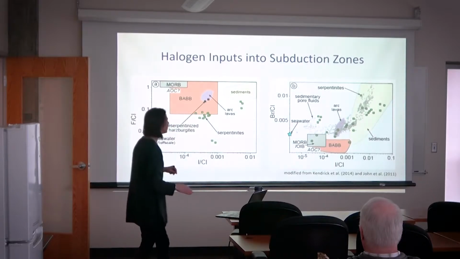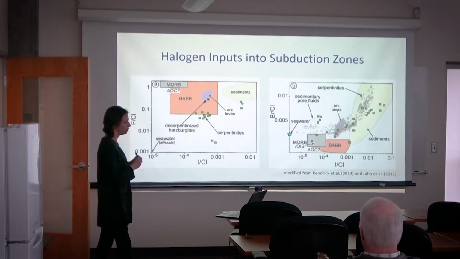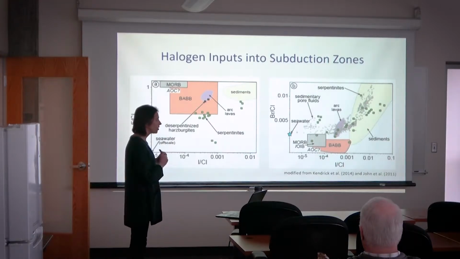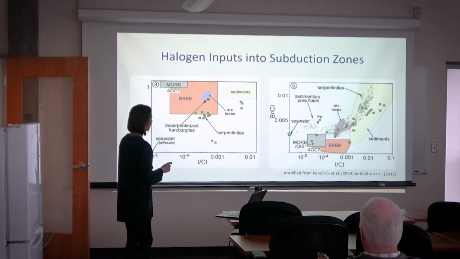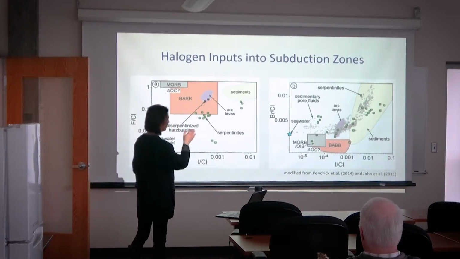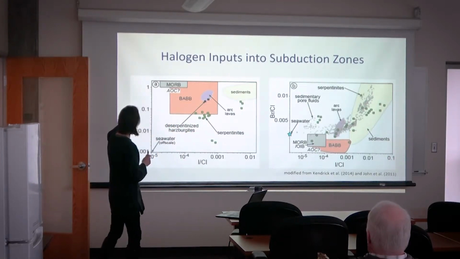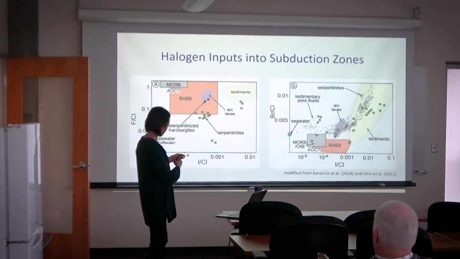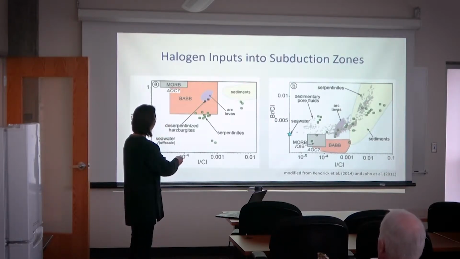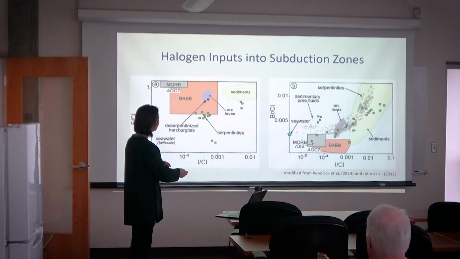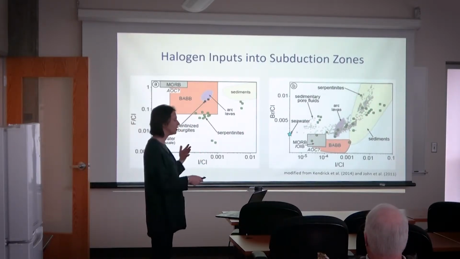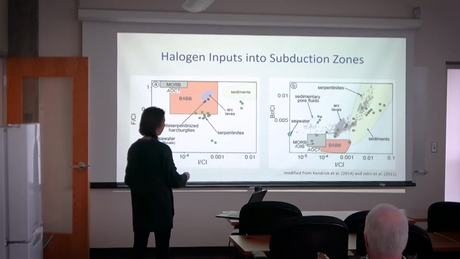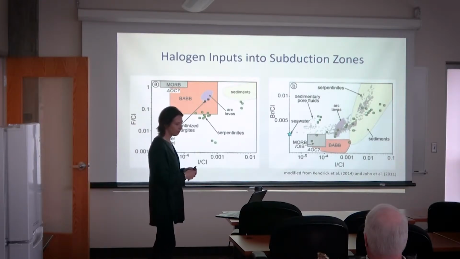Folks have actually used halogen ratios to try to place constraints on the compositions of different reservoirs. This is a compilation modified from previous work by Tim Yon and Mark Kendrick, looking at fluorine to chlorine and iodine to chlorine ratios, and bromine to chlorine and iodine to chlorine ratios. What they show is that sediments fall in a particular area, and sedimentary pore fluids, which are these small dots, have a particular trend. Later on, when I start trying to use halogen ratios to track different reservoirs, we can go back and look at some of these figures.